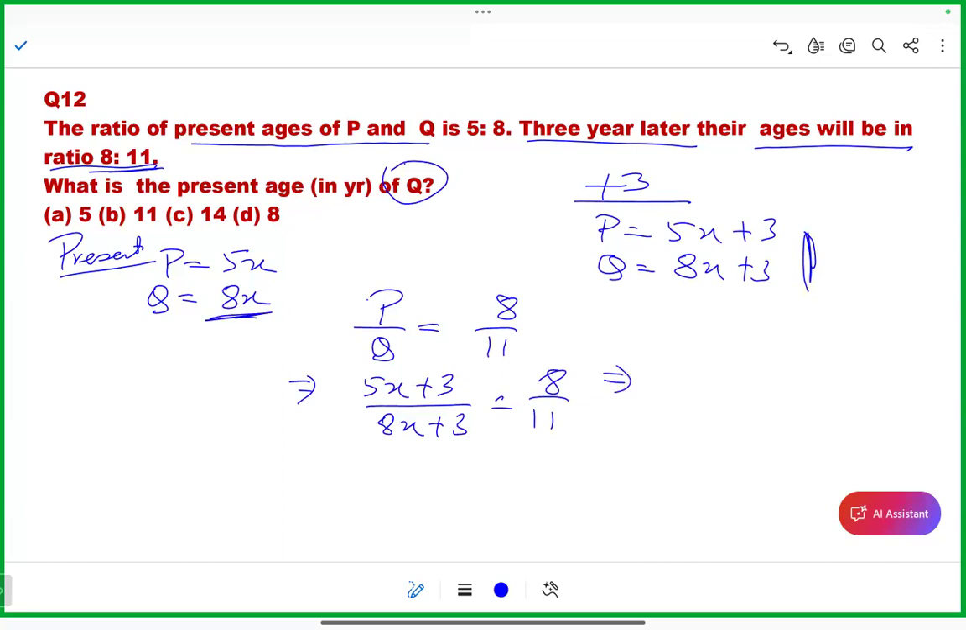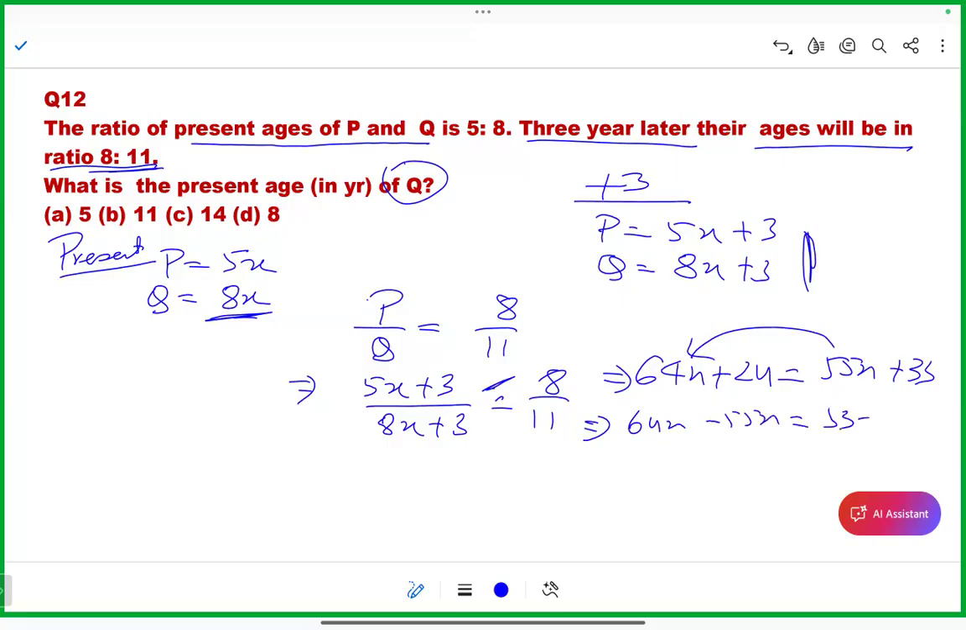So if you cross multiply after this, it's about algebra and mathematics only. I'll do this first. 8 8s are 64x plus 24 equals 55x plus 33. So next is this one, 64 minus 55, 33 minus 24. So this is 9x equals, this is also 9. So x is equal to 1.